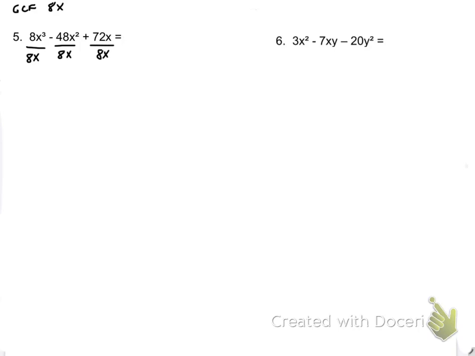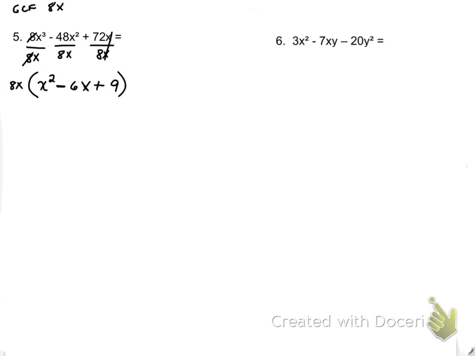So that means our first term, we're going to have our 8x in front, and then our parentheses, and we're going to have an x squared, because 8 over 8 is 1. And then 48 divided by 8 is 6x. And then the x's cancel in the last one, and 72 divided by 8 is 9. Okay.